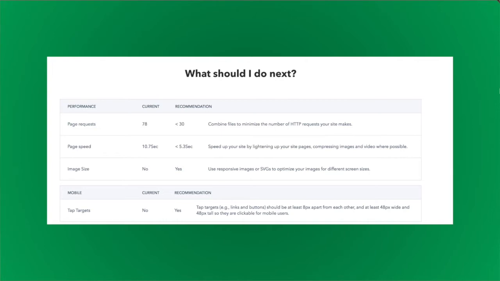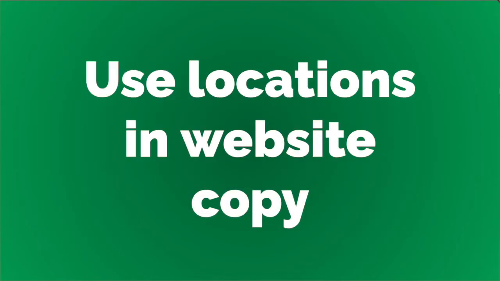So the second one is using locations in the website copy. For many people, this is probably the easiest and quickest way to carry out some local SEO. As we've just seen, technical SEO is a little bit difficult sometimes, and it might require some additional learning and some more time developing the skills to fix those technical issues. So using locations in the website copy is something that many people can do.